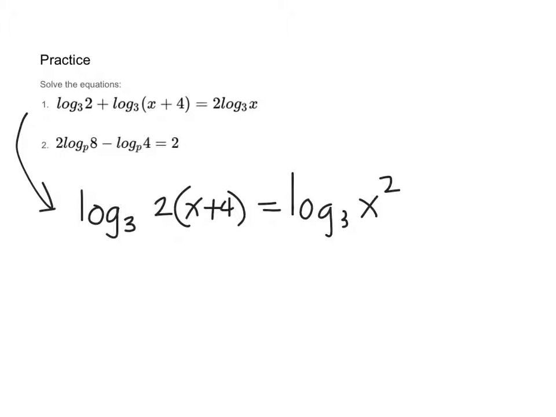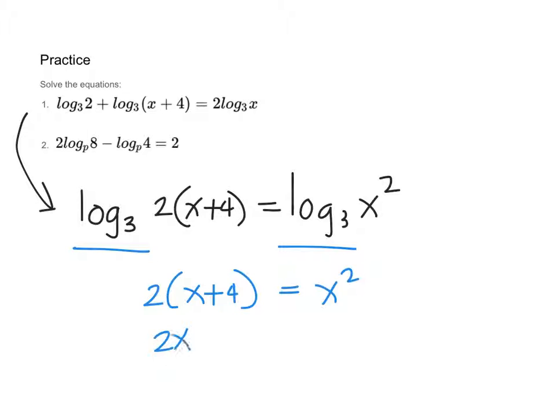So then we go back to the idea, what will happen next? Once we have log base 3 equals a log base 3, how do you relate 2 times x plus 4 and x squared? 2 times x plus 4 is equal to x squared. And then we just solve. 2x plus 8 is equal to x squared.